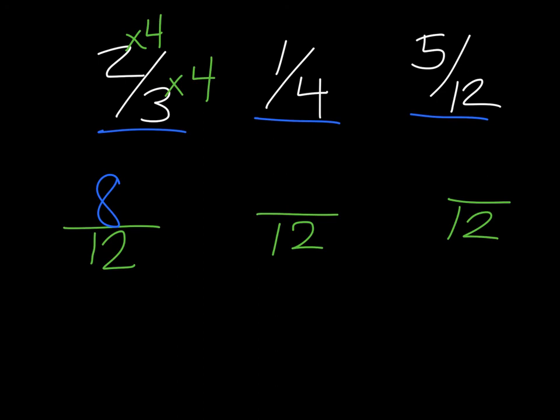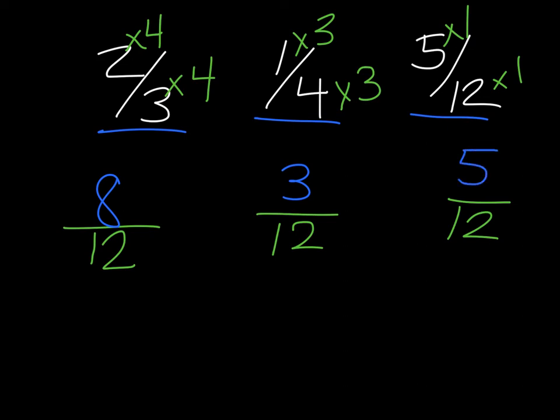For the next one, 1/4, I need to think to myself, 4 times what gives me 12? And it's 4 times 3 gives me 12. And then I need to do 1 times 3, which is 3. So my new fraction is 3/12. And for the last one, 12 times 1 gives me 12, so I do 5 times 1. So my fraction stays the same at 5/12.